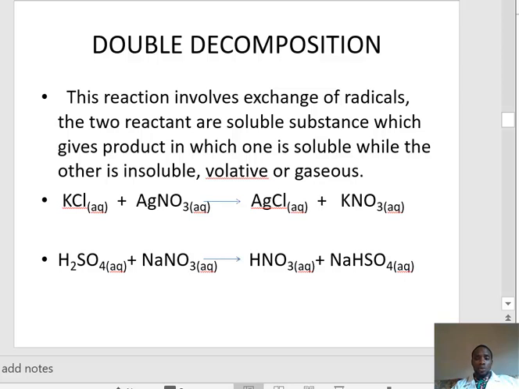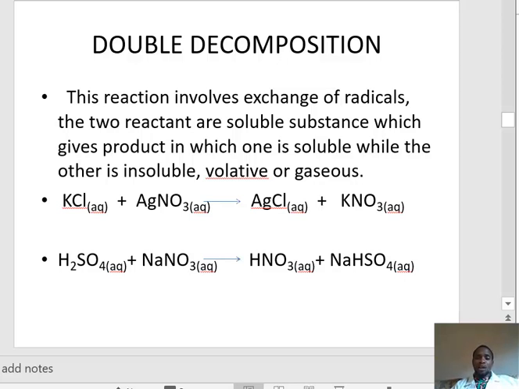Exchange of radicals. You remember what a radical is. Now, double decomposition is a very important reaction, because this is one of the methods we use in producing insoluble salt in the laboratory. In these reactions, we have two soluble reactants combining together to give a product in which one is soluble, while the other is either insoluble, volatile, or even a gas. Or sometimes you see it forming a precipitate.